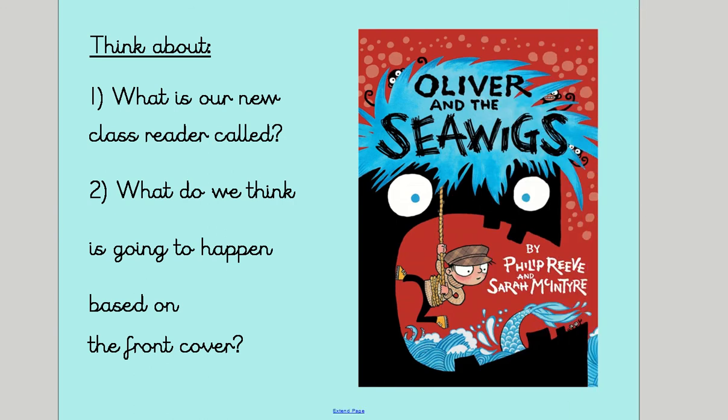So our book is called Oliver and the Seawigs, and hopefully you'll remember yesterday we had a look at this front cover and were highlighting anything we can see and what we think is going to happen based on this cover. So we saw monkeys, we saw the octopus's tentacle in the bottom left corner, a mermaid's tail, and some eyes and what looked like some teeth. We also were discussing what we possibly thought a seawig was, and some of you thought that it was some form of sea monster.